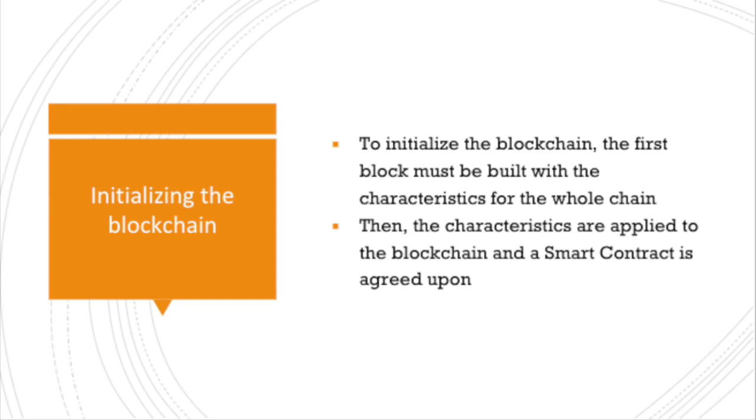Secondly, to initialize the blockchain. In order to initialize the blockchain, the first block must be built with the characteristics for the whole chain. Then, the characteristics are applied to the entire chain and the smart contract is agreed upon and implemented.